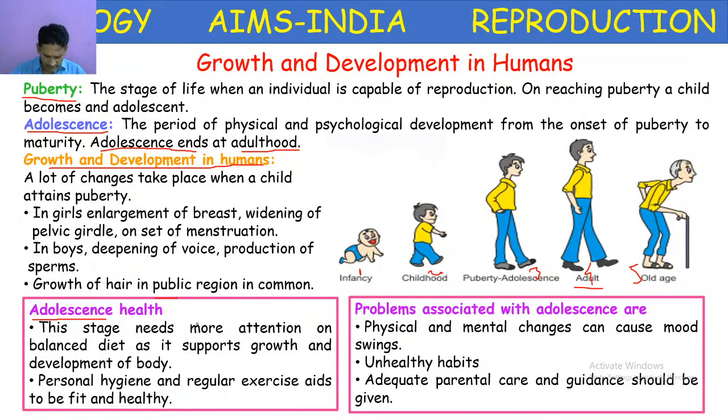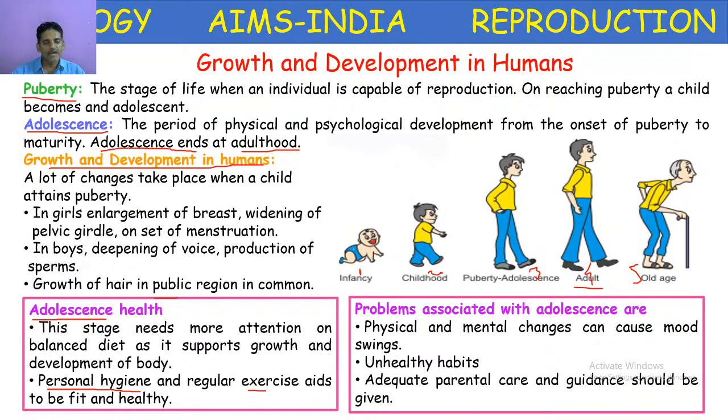So that's why a lot of restrictions by parents and many guidelines from the teachers will be given to the adolescent child. So this stage needs more attention on balanced diet. Why? Because growth is very rapid, as it supports the growth and development of the body. So next, personal hygiene. Most important one is personal hygiene, and regular exercise aids to be fit and healthy. Regular exercise will help to be fit and healthy.